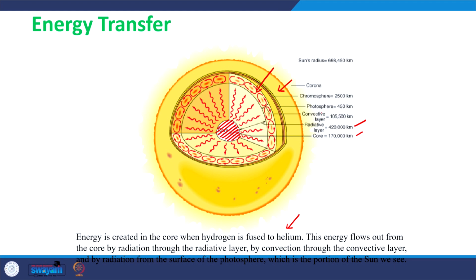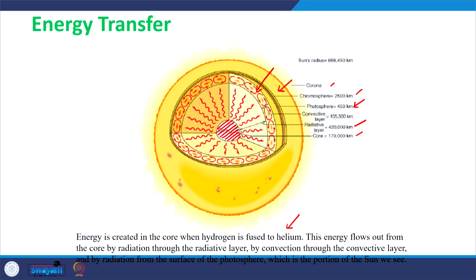And the convective layer is small, of course, in comparison to this, almost up to 1/4 of the size of the radiative layer. Convective layer is 105,500 kilometers. Photosphere is, of course, the topmost layer of the sun, which is of the order of 450 kilometers. And chromosphere and corona are basically outwards from the photosphere, or you can call it the atmosphere of the sun. Okay.